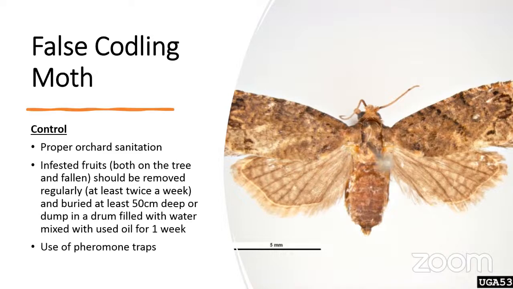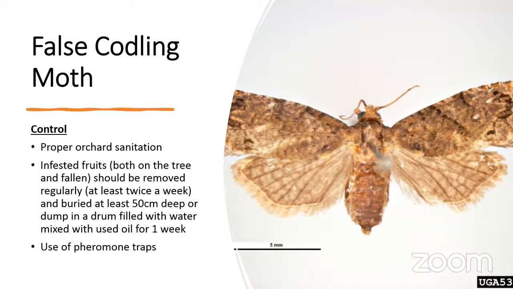Next, how do we control the false codling moth? The first method of control is what we talked about under the fruit fly: proper orchard sanitation. So ensure that you properly manage. Then infested fruits, both on the tree and fallen, should be removed regularly, at least twice in a week. And when that is done, bury them 50 centimeters deep in the ground.